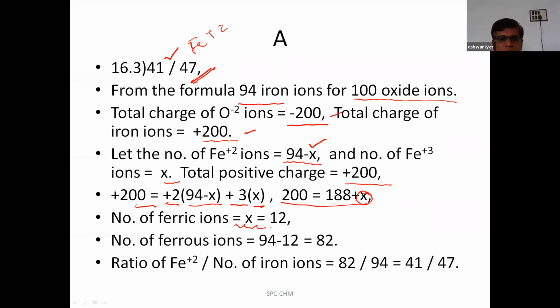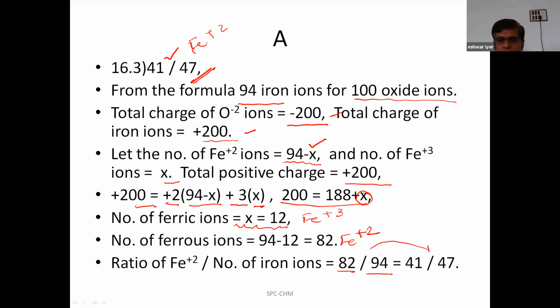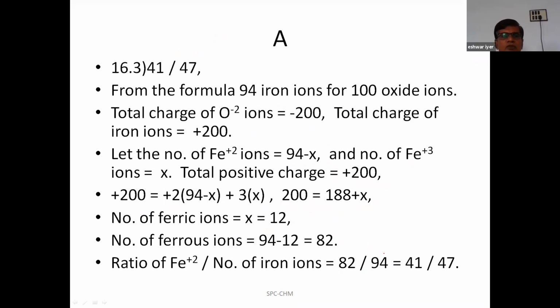And the value of X represents ferric ions. And from that you find the ferrous ions. And take the ratio of total number of ions to ferrous ions. When you simplify it, when you bring it to the simplest form, it is 41:47. So that is the answer.